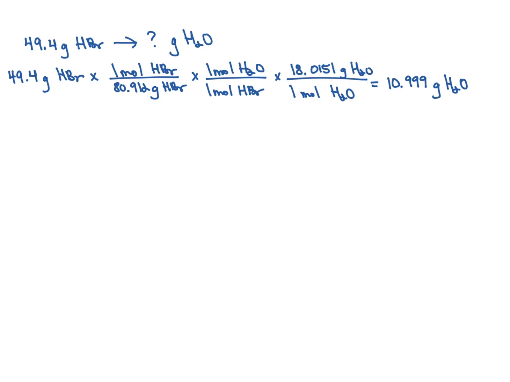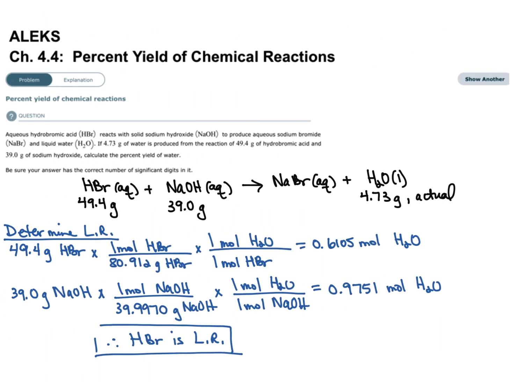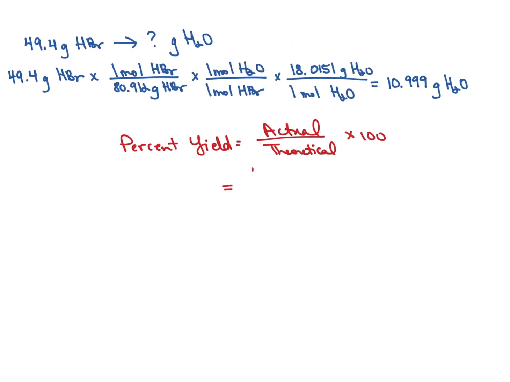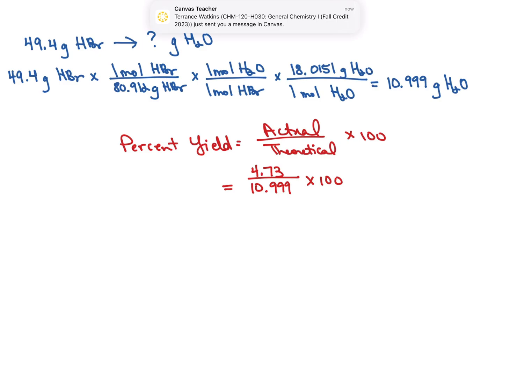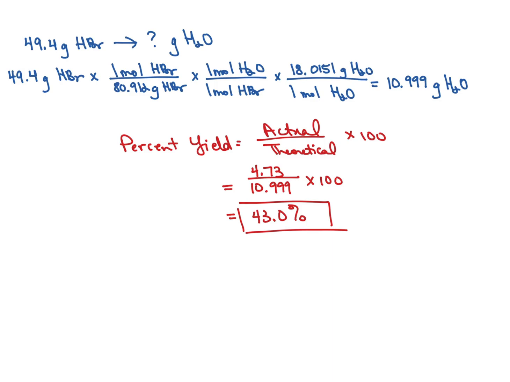Now we are asked to find the percent yield. So the percent yield is my actual yield over my theoretical yield times 100. So my actual was 4.73 grams. My theoretical is 10.99. Remember, theoretical is the amount of starting material converted to grams of product. And I'm going to carry this out to 3 sig figs. So my final answer is 43.0%. Let's take a look at another one.